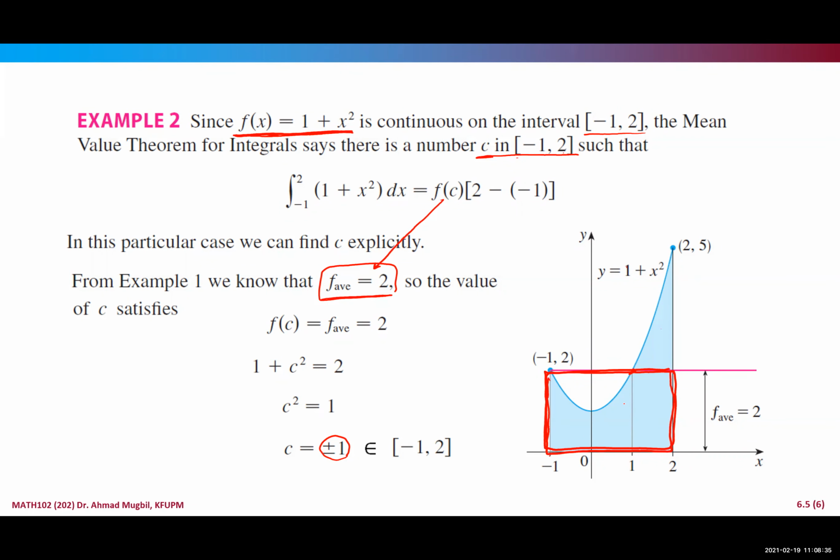Just let's do it. What is the length? What is the width of this rectangle? It is 2 minus -1. It will be 3. And what is the height? The height is 2. So what is the area? The area will be 2 times 3, which will be 6.